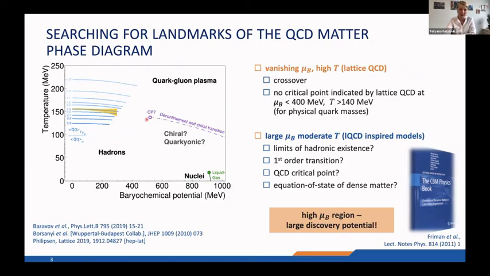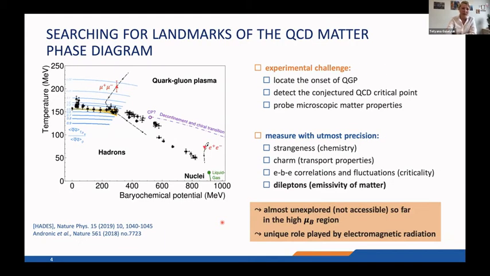And of course, there are also a lot of exotic phases predicted to exist in the region of high baryon chemical potential. So all in all, there is quite a large discovery potential, and this is also the place where a lot of experimental efforts went over the last years. From the experimental side, we try to measure with really high precision different regions of this QCD phase diagram. Our goal is to locate the onset of QGP, to clarify the existence of the critical point, and of course, we also would like to understand the microscopic properties of the matter at different temperatures and different chemical potentials.